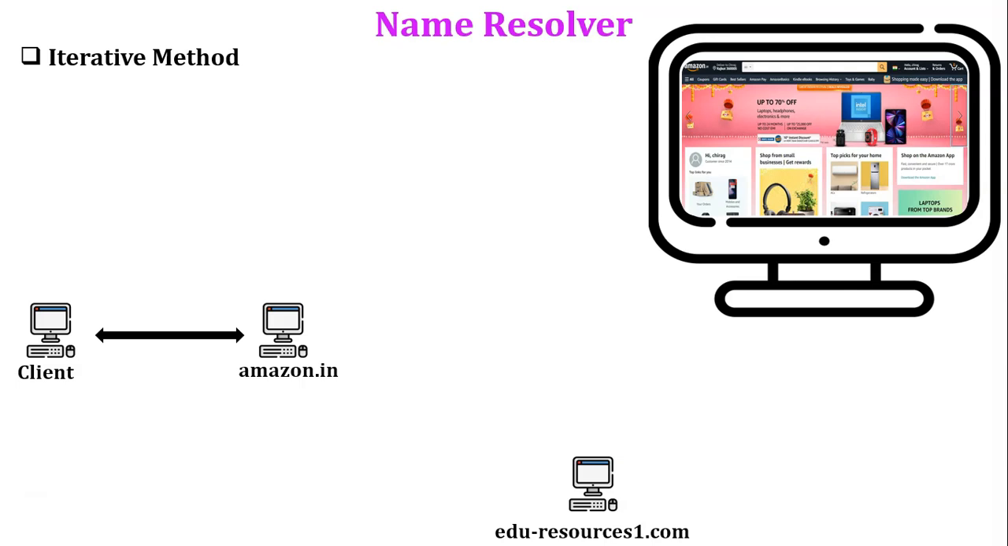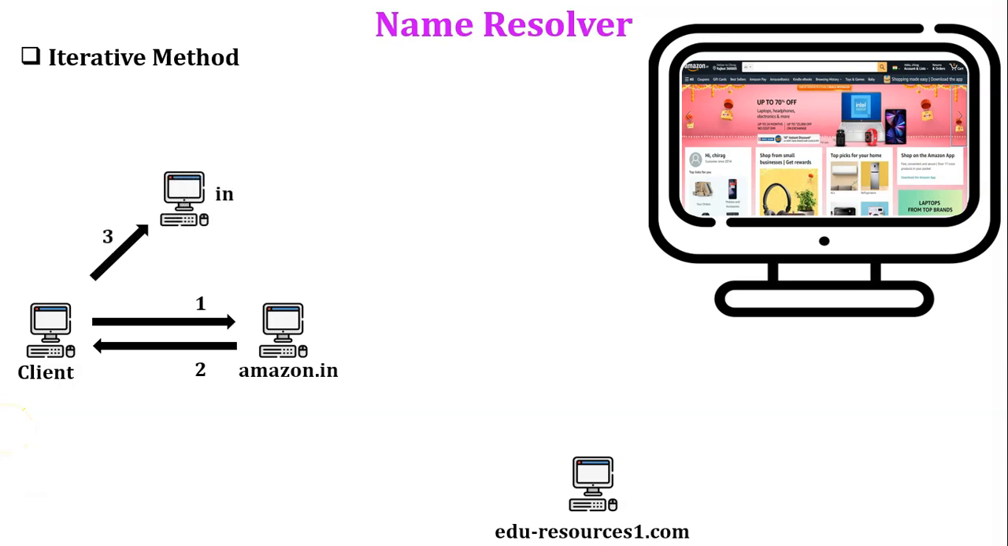So the client sends a request to the currently accessing web server. Here the currently accessing web server is amazon.in. The amazon.in web server cannot evaluate the query, so it provides the IP address of the upper level authority to the client or user. So the user passes this query to the upper level authority. Here the upper level authority is the top level domain .in.